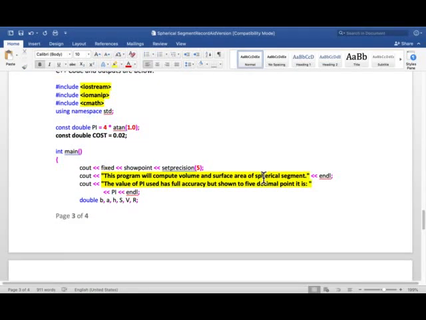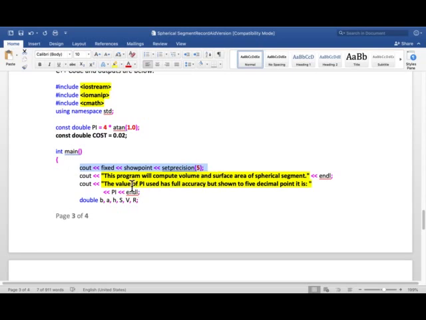So why do we do this? Because I want to avoid scientific output. For that I use fixed. If a floating point number is a whole number, I want to show point 0 or 0.000, whatever. For that I use showpoint. And then I want to show 5 decimal points in the mantissa. For that I use setprecision. Mantissa is the decimal part.